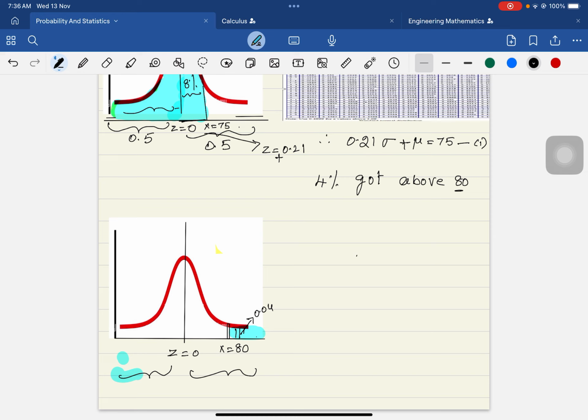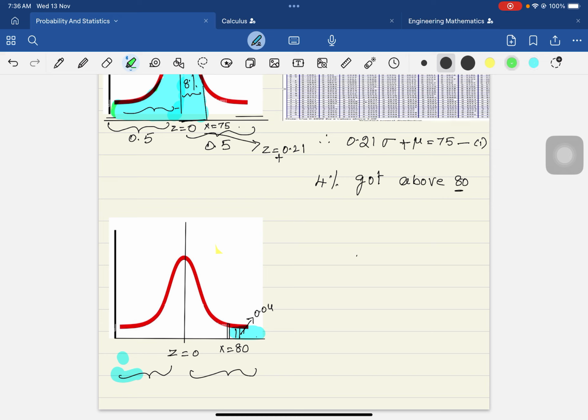But what does our standard normal table give you? Please remember, this table always gives you the region or area adjacent to z equal to 0, that means on the right hand side or on the left hand side. So this 0.04 we cannot find in the z table. What we can find in the z table is the area adjacent to 0.